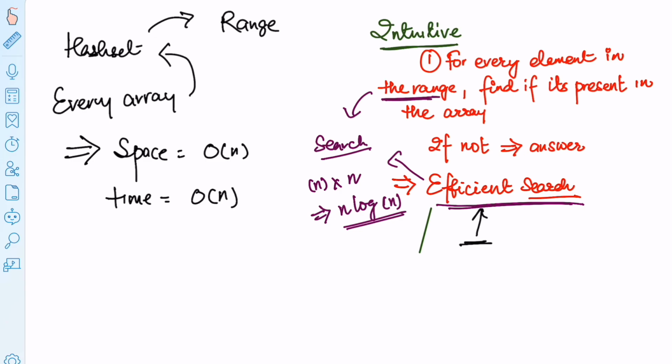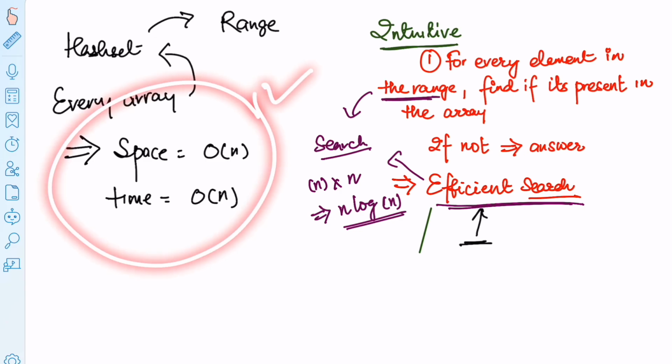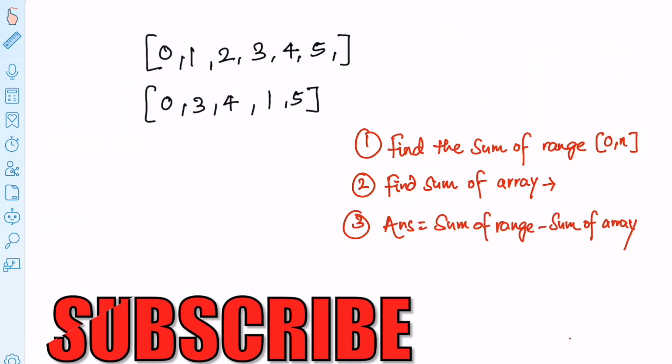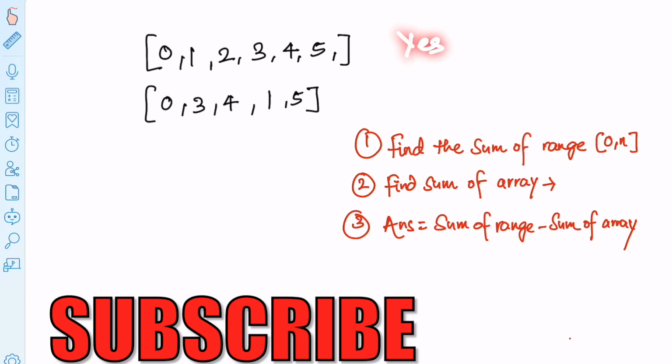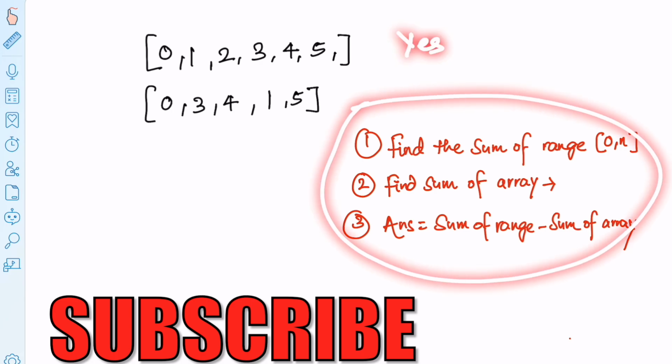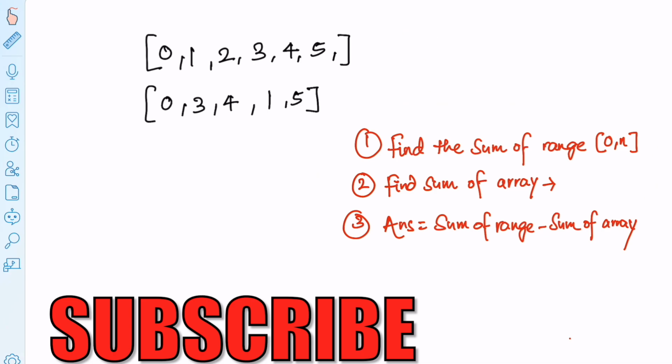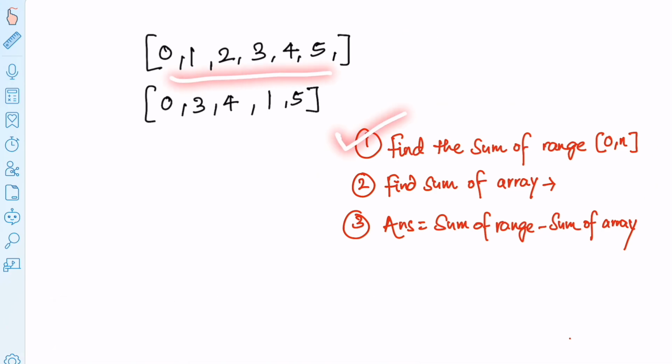With both of these approaches, can we do better than this? And the answer is yes. So the algorithm will look something like this. Here what we have to do is find the sum of the range between 0 and n. For this range we will find the sum. So for this the range would be 5 and the sum will be 15.